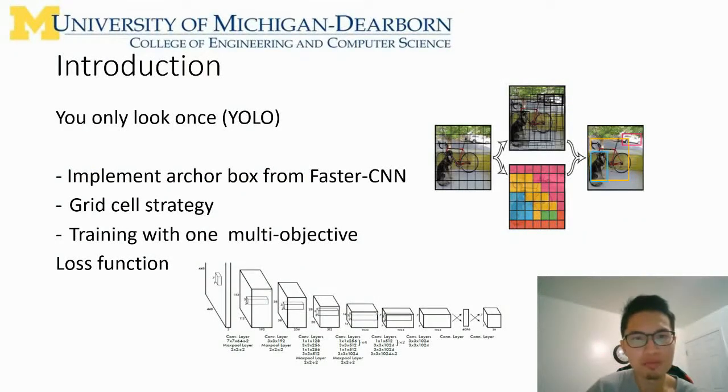Then someone developed YOLO, You Only Look Once. It actually implements the anchors from Faster R-CNN, but instead of looking at each feature cell, it uses a grid cell strategy. For each grid cell, it only looks at a certain number of anchors instead. So how does it work? Let's talk about how they train the multi-objective loss function to begin with.